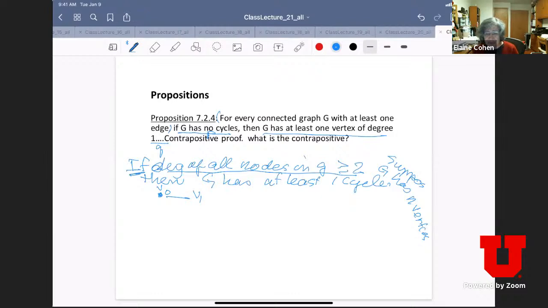Always start the implication with if. Okay, V1. Now, can we keep going from V1? Yeah, because V1 has at least 2 edges. So we've used up one of them, so we can keep going and go out the other one. And then we get to V2. And then we get to V3. In each case, we're using up one of the edges coming into the vertex and going out on a different one. Okay, and we keep going until we get to vertex Vn.